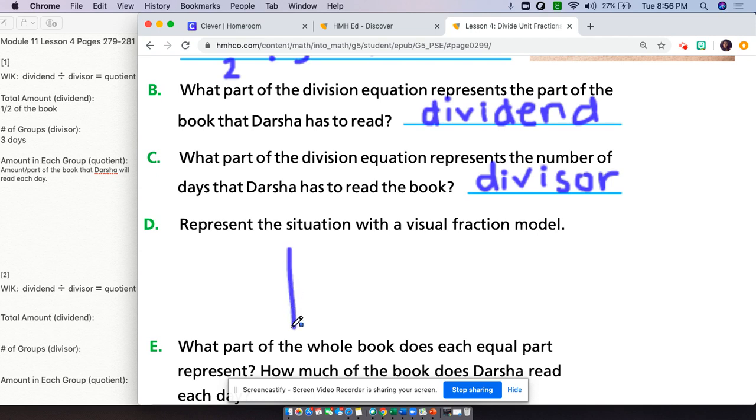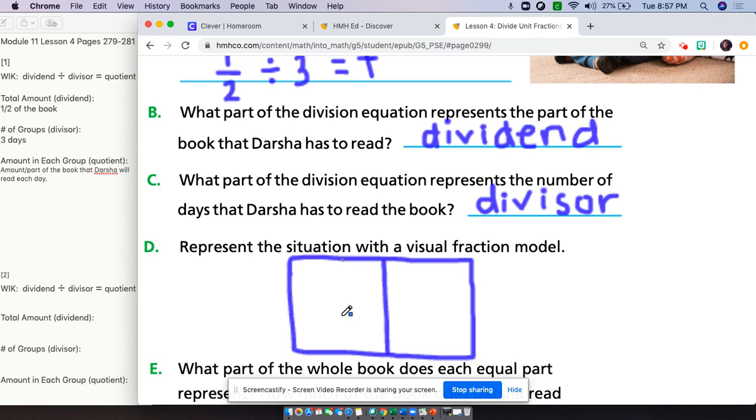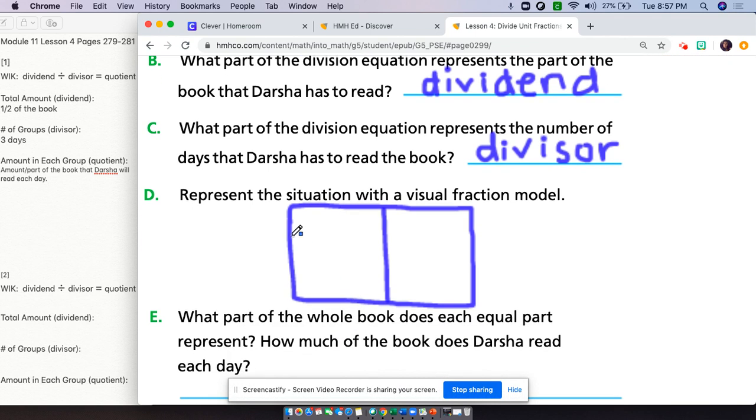I'm going to draw a big box, okay? A nice rectangle, I should say. And I'm going to split it in half. This shows me that this is the part she still needs to read. Next, I'm going to divide each of these halves by 3. This tells me the amount that she's going to read per day.